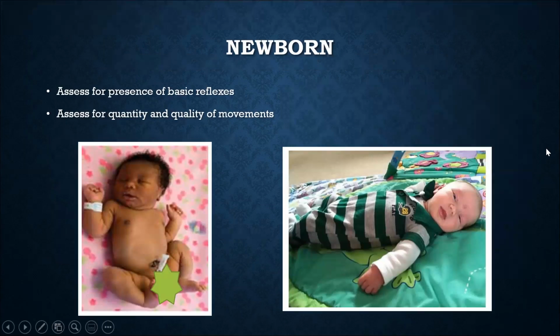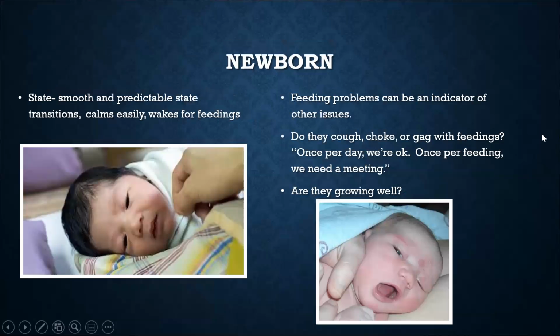So the newborn, when you're looking first for assessment, you want to look for basic reflexes. So things like hand grasping, toe grasping, rooting, sucking, all those should be present and equal and symmetrical. You want to assess for quantity and quality of movements. Is the baby floppy, low tone, tight, rigid? Do they jerk a lot or tremor? What is the quality of the way that they're moving?